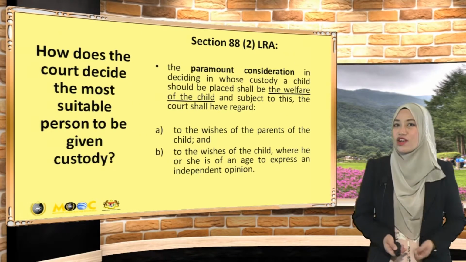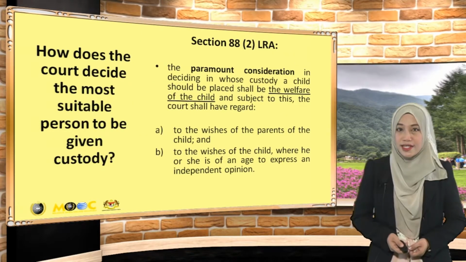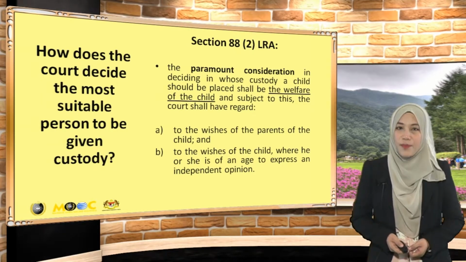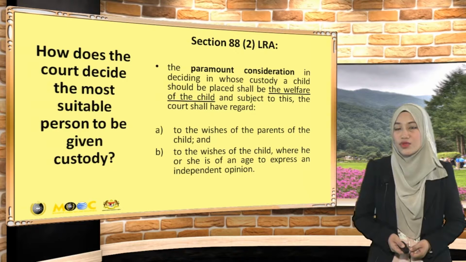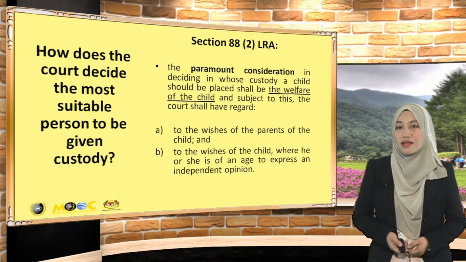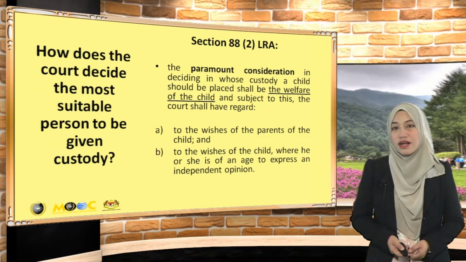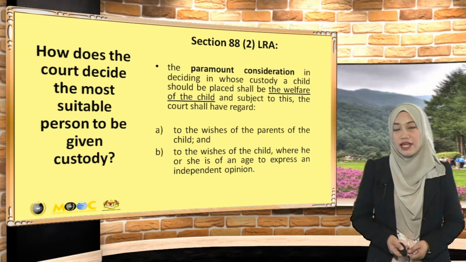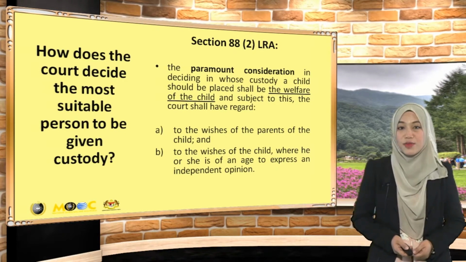Now, how does the court decide the most suitable person to be given custody? Section 88, subsection 2 stated that the paramount consideration in deciding whose custody a child should be placed shall be the welfare of the child. And subject to this, the court shall have regard to the wishes of the parents of the child and to the wishes of the child where he or she is of an age to express an independent opinion. Do take note that under this section, the welfare of the child is regarded as the most important factor to be considered.